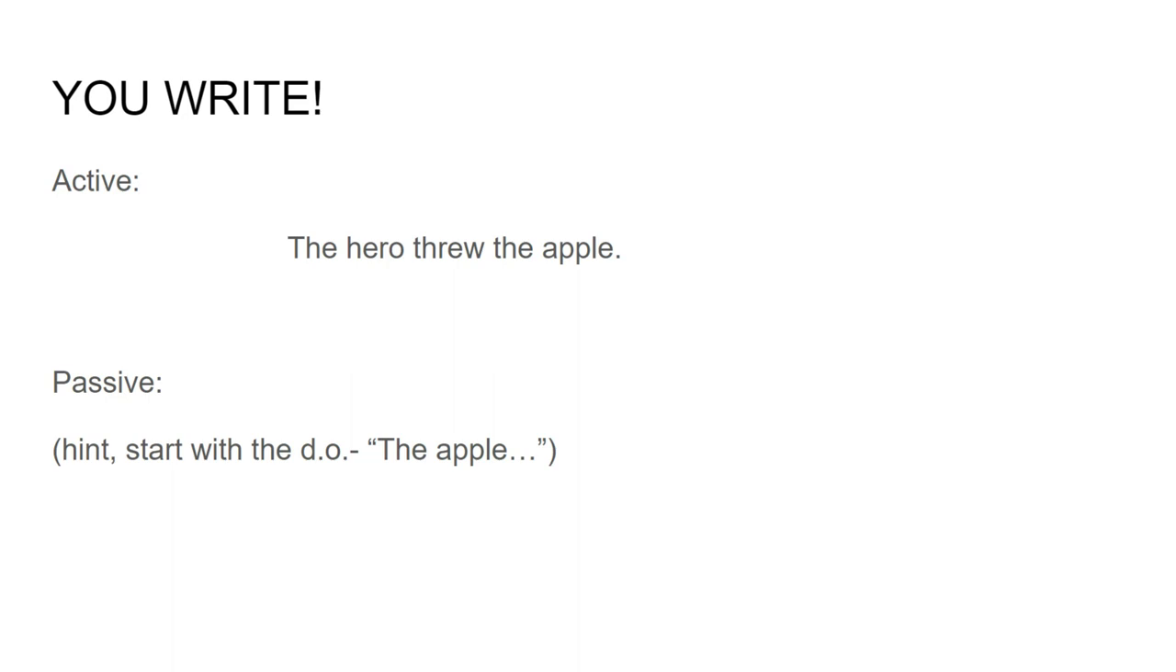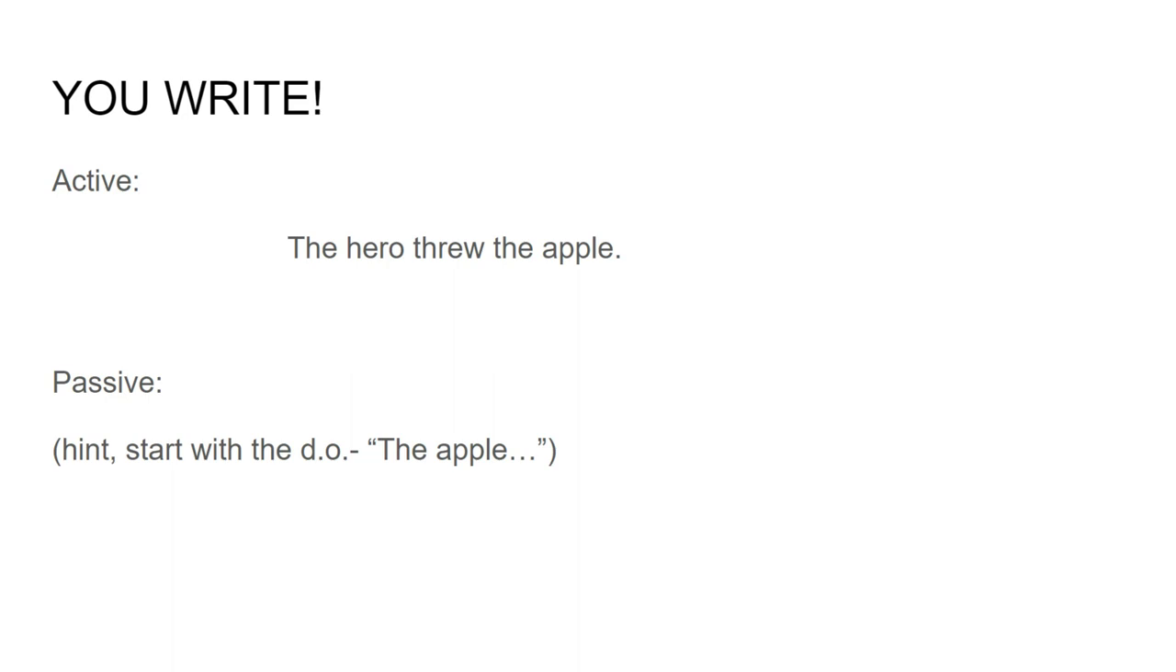So coming back to our Atalanta story, we're going to have this active voice sentence. The hero threw the apple. The hero is the subject. Threw is his action. It's the verb. And the apple here is the direct object. Now let's flip it around. I want to make this sentence passive.